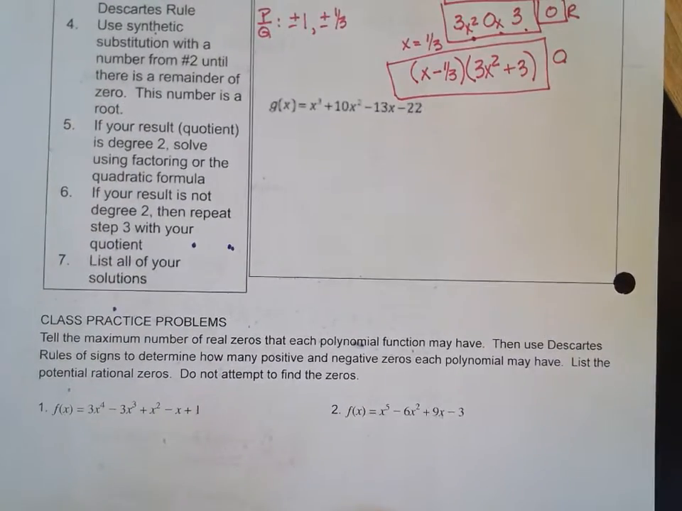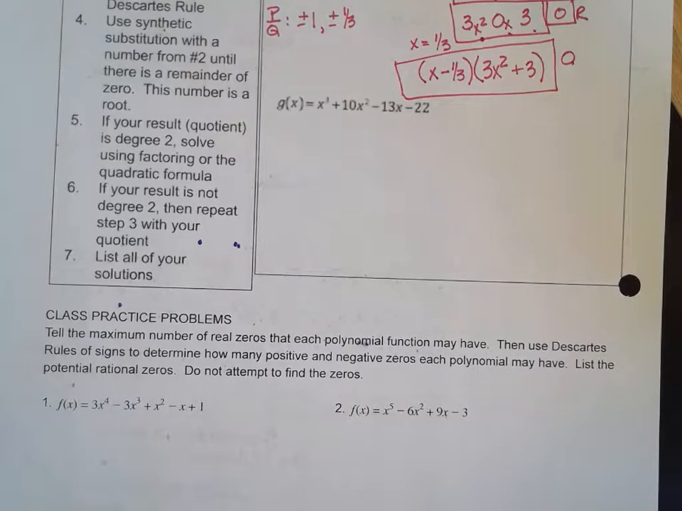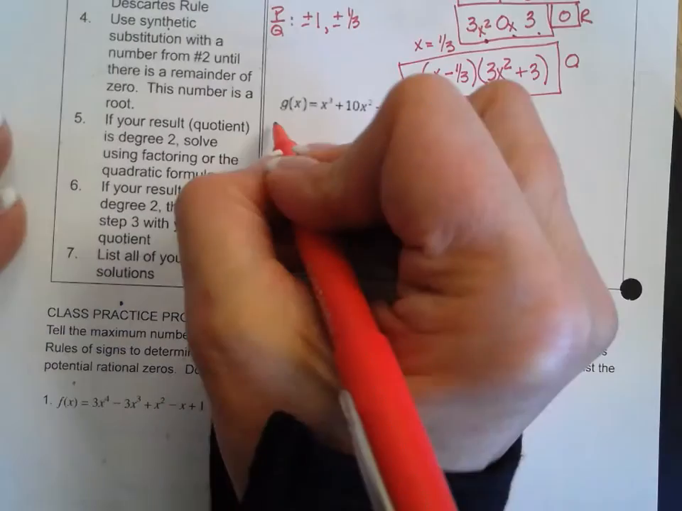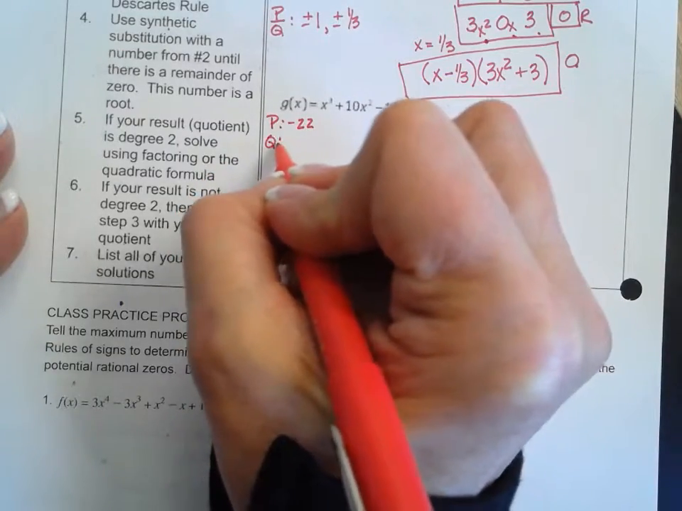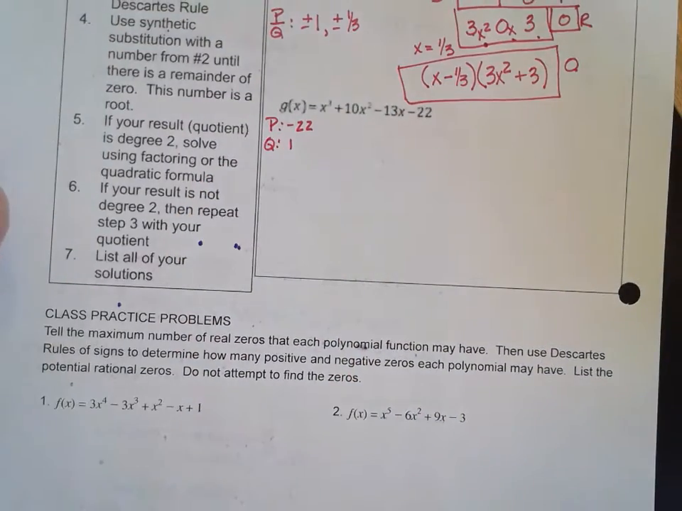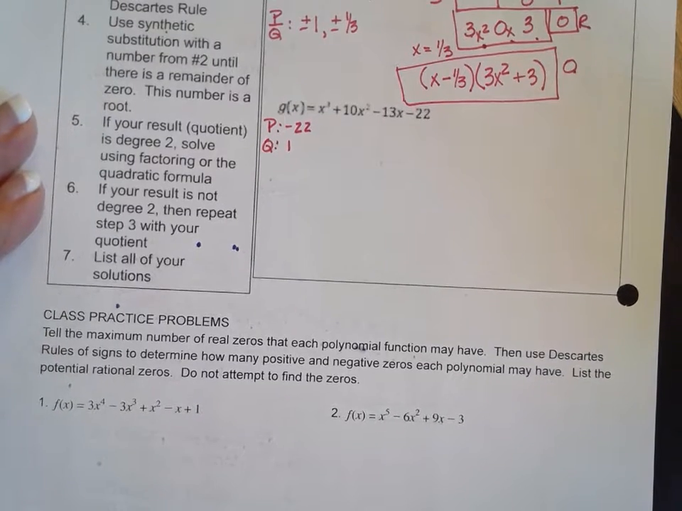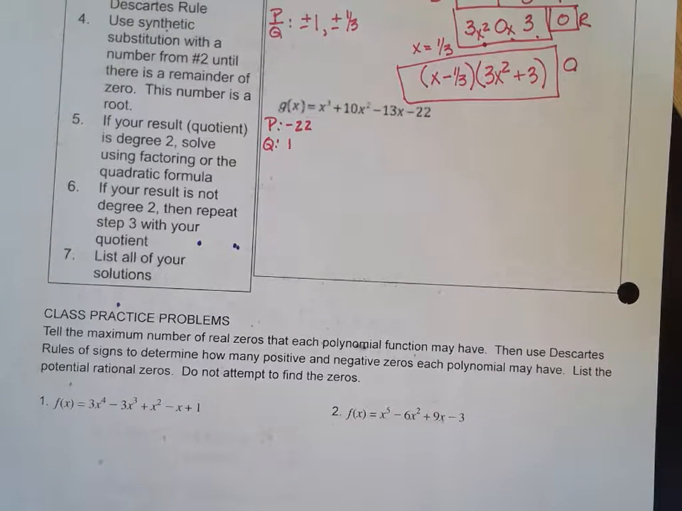Do one more. All right. P's negative 22. Q's 1. Why can't we just factor it like normal? How are you going to factor that one?